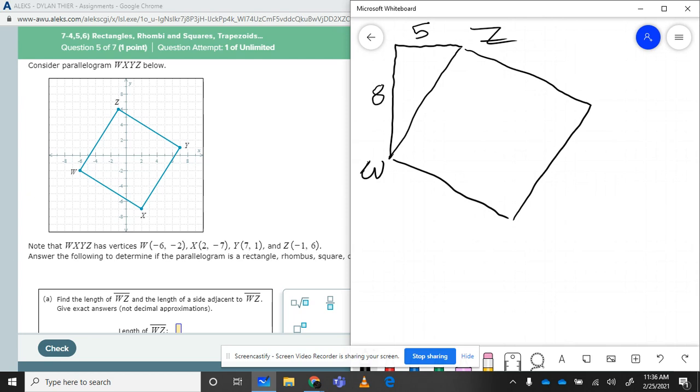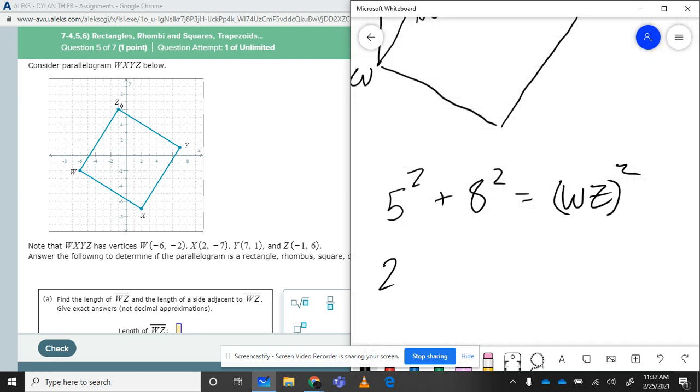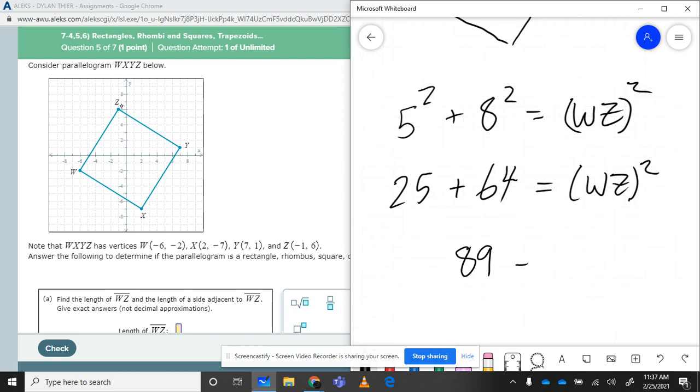And if we want to figure out this length, WZ, that line right there, we're going to have to use a squared plus b squared equals c squared. We're going to say 5 squared and 8 squared equals WZ squared. That's 25 and 64, which come together to make 89. Which means that WZ by itself is the square root of 89.